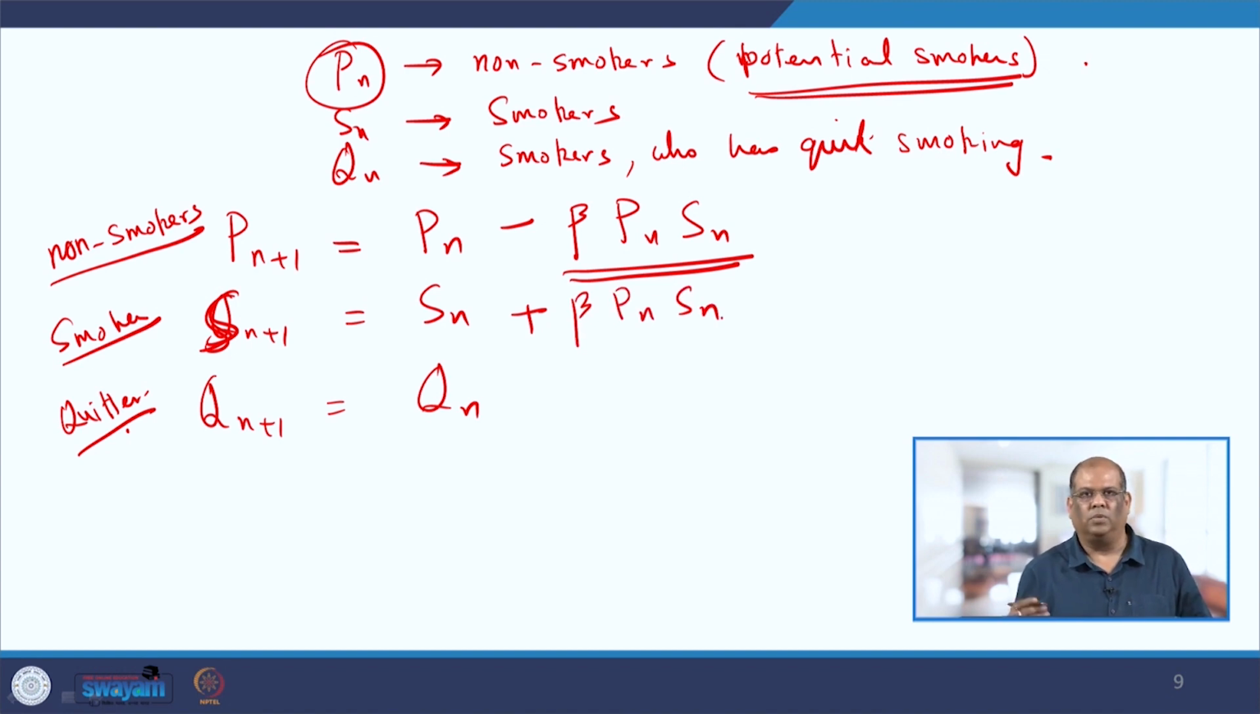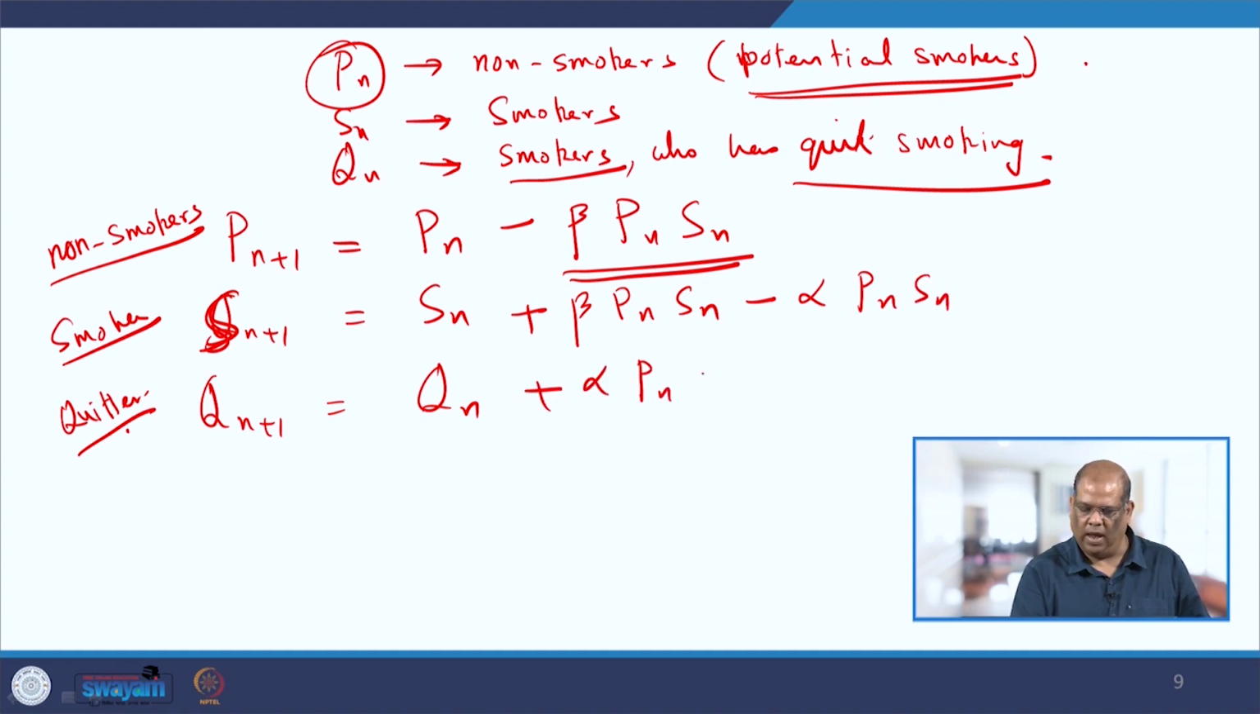Now from the smoker group, due to whatever reason, maybe health reasons, or somehow they don't want to continue smoking because they want to be healthy, a part of them now goes to the quitter group, that is, they were smokers but then quit smoking, and that happens at the rate alpha, so alpha times Sn.